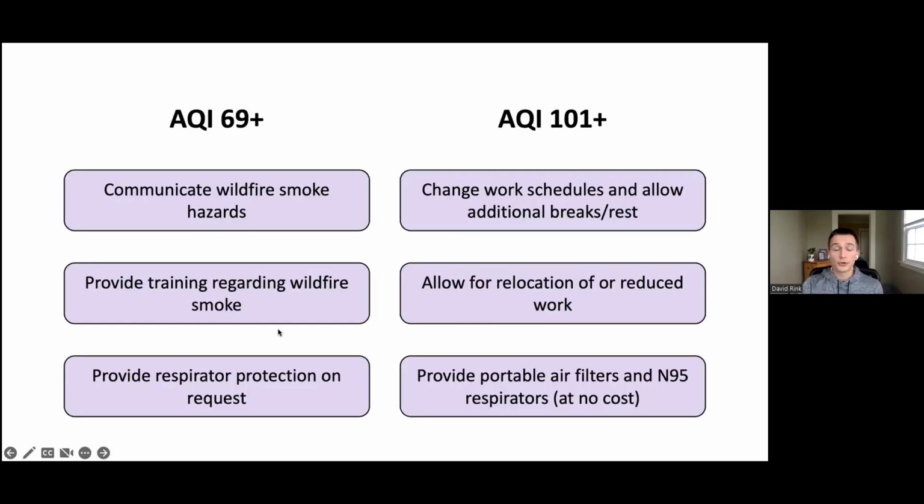So these 2 levels are an air quality index of 69 or greater. The employers must communicate wildfire smoke hazards, provide training regarding wildfire smoke, and then provide respirators on request. If the AQI exceeds 100, employers then actually need to change work schedules and allow additional breaks or rest time. They have to allow for the relocation of or reductions in work. And then they have to provide portable air filters and N95 respirators at no cost to the employees.